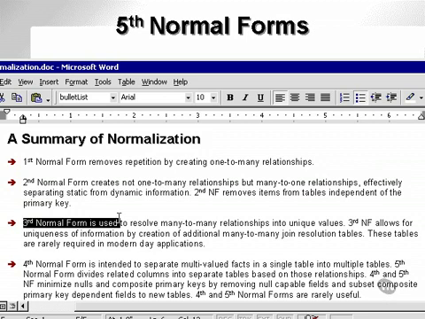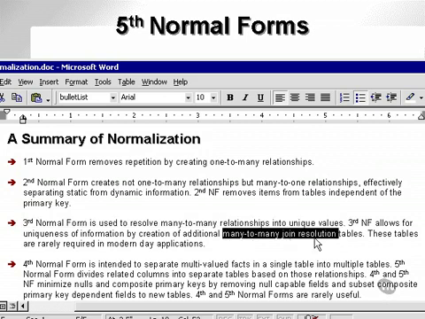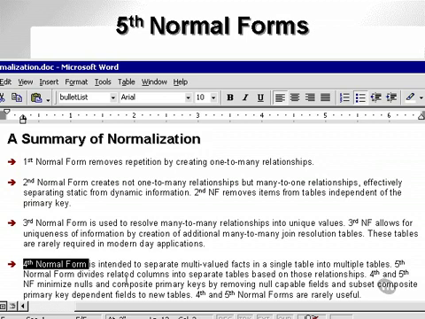Third normal form is used to resolve many-to-many relationships into unique values, effectively creating many-to-many join resolution entities. Fourth normal form, as I understand it, is used to minimize on nulls. And fifth normal form is used to reduce the number of composite keys. That's normalization.